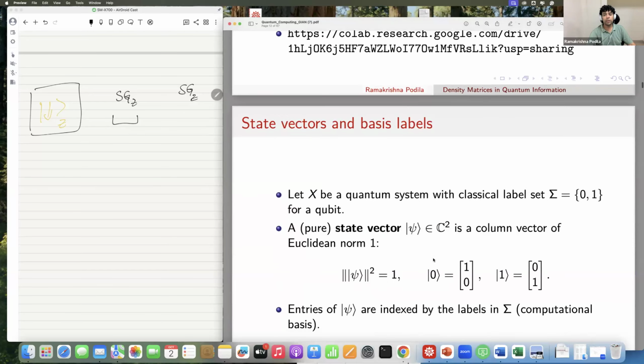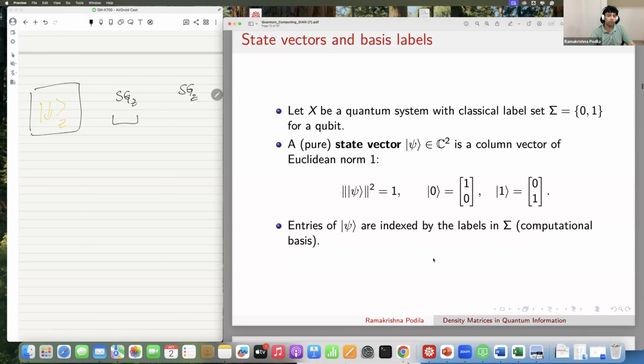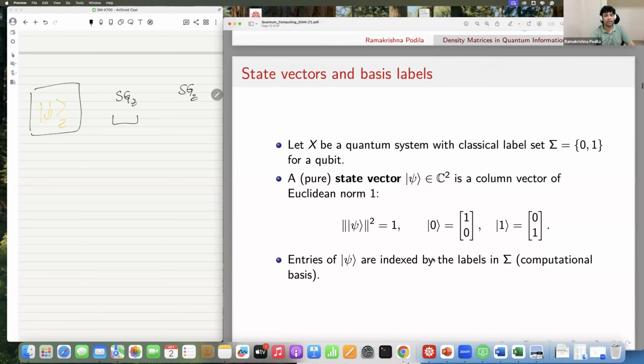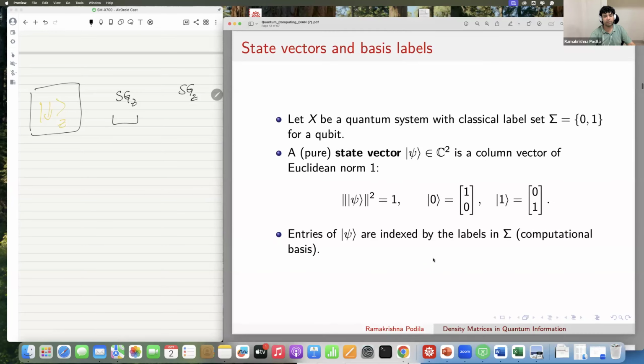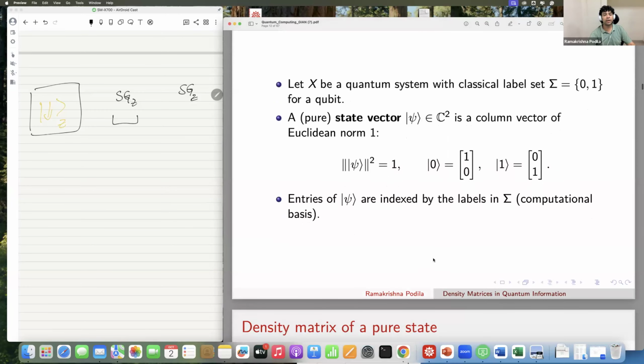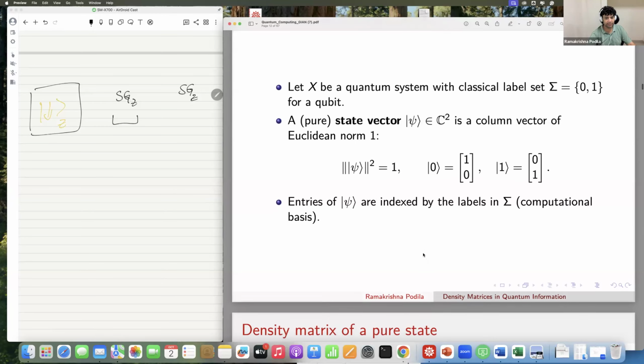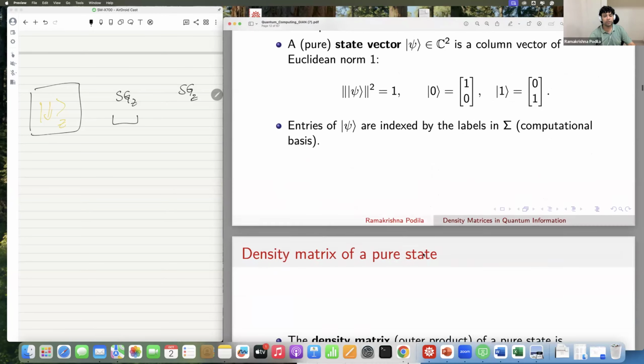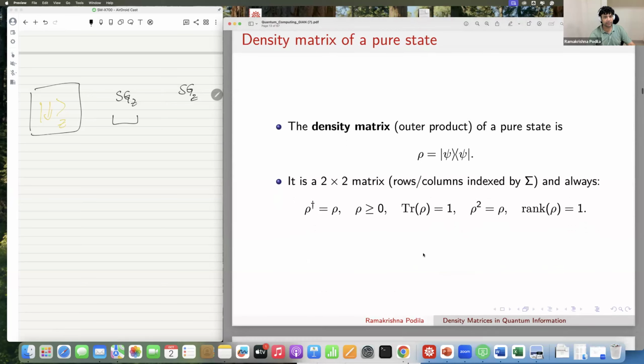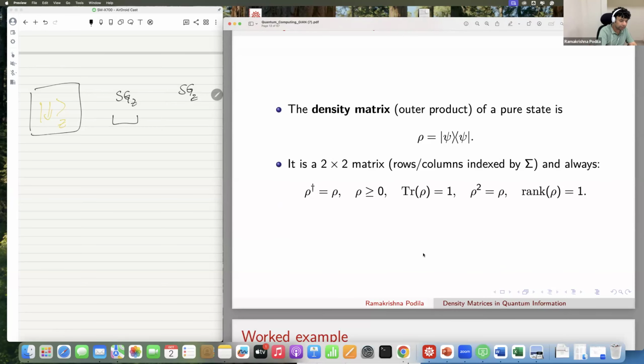Okay. So now we have looked at the state preparation and measurements. Now let's get back to what we mean by density matrix. The way we define the density matrix is as an outer product. So we can say that rho is an outer product of a state psi and psi, right?